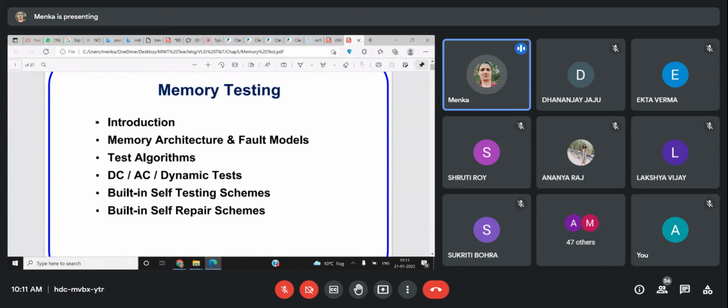Okay, so can we start it now? Others will join later if they want. Fine. So this is module number 5. We are working on module number 5 and this is memory testing.